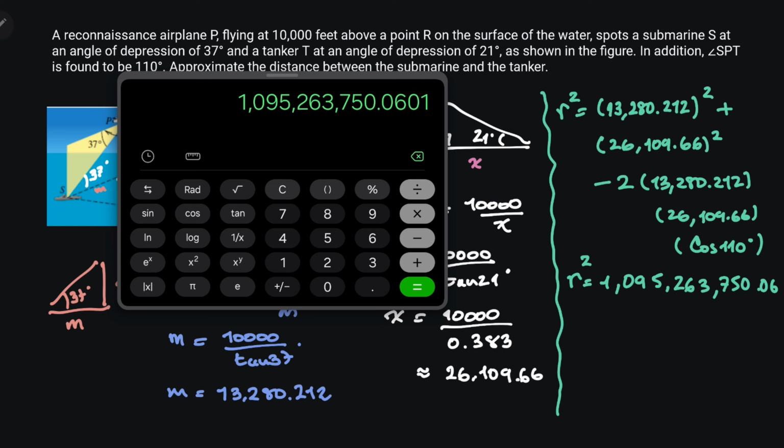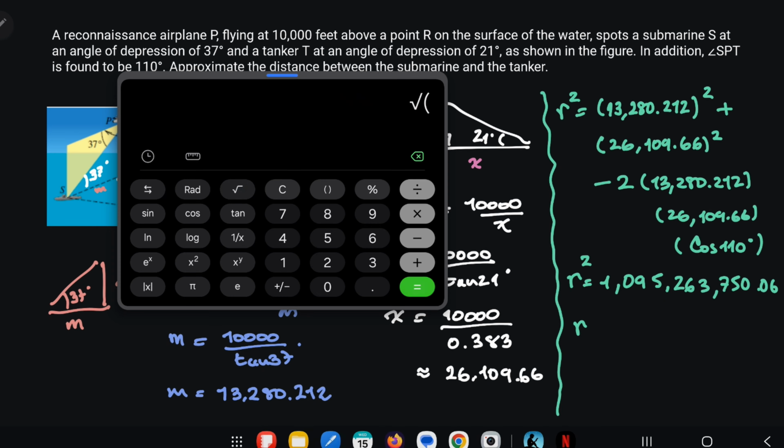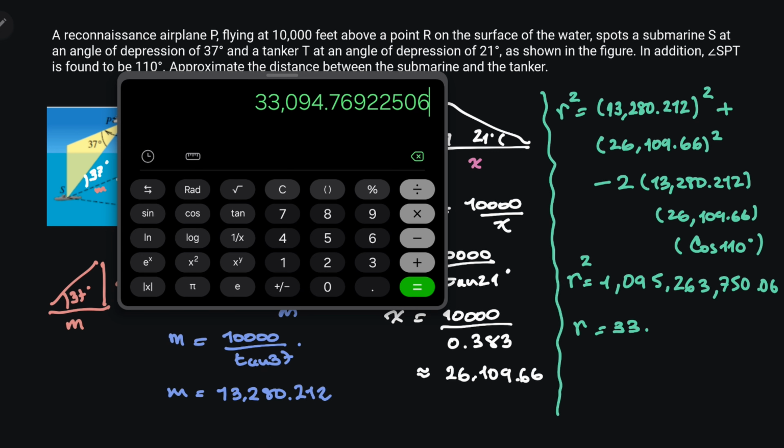95,263,750.06. All right. And we need to square this, right? Because we need to isolate r. So the square root of 95,263,750.06 is going to be 33,094.679. So basically we can approximate this to 5, right? So approximately 33,000 feet, I think. Yes, feet.